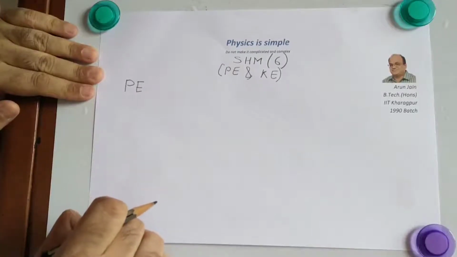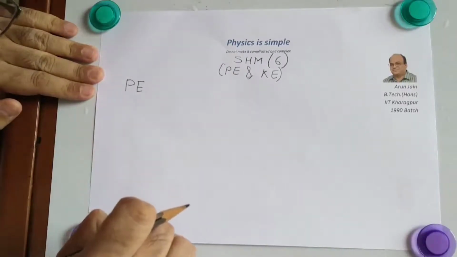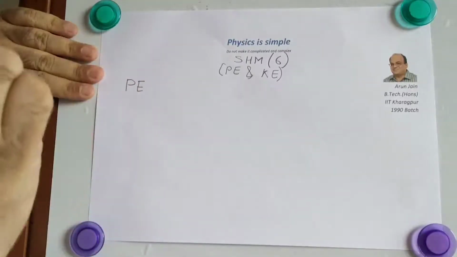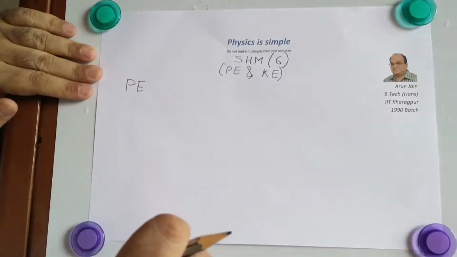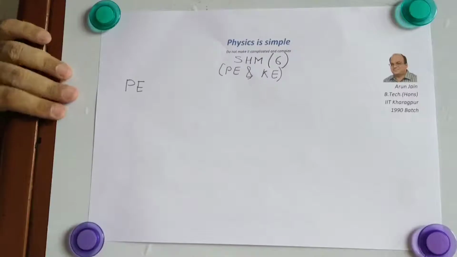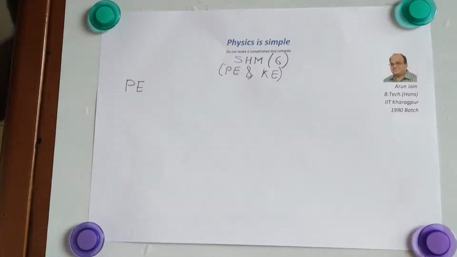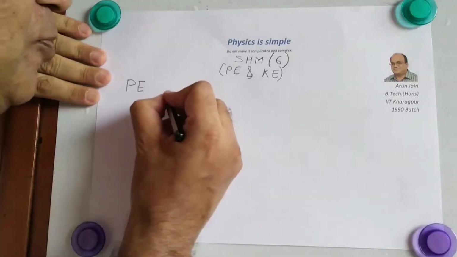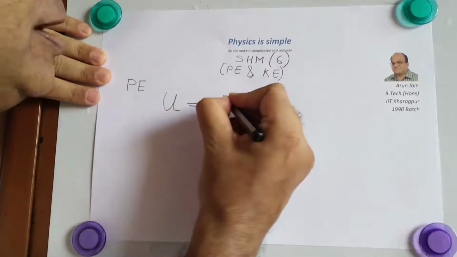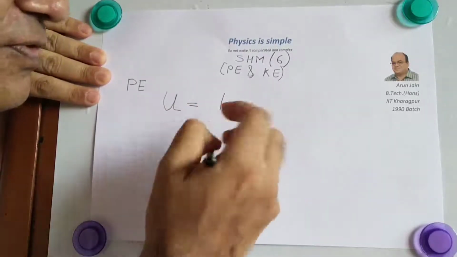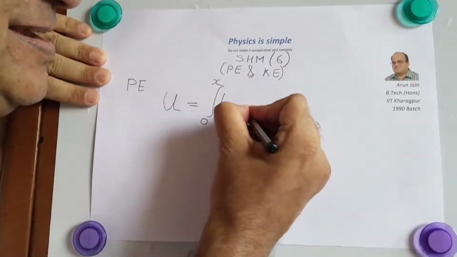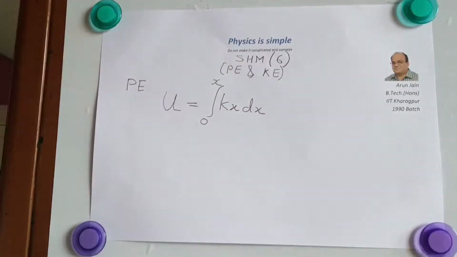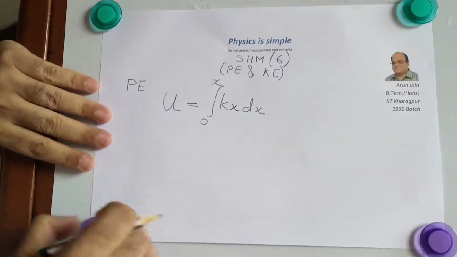So potential energy at any position is the work done against the restoring force to take the particle from the mean position to the current position. Restoring force is minus kx. So against the restoring force, you apply a force equal to kx. So potential energy is the work done against the restoring force to take the particle from 0 to x, integral of kx dx. We are assuming that the potential energy at mean position is 0.